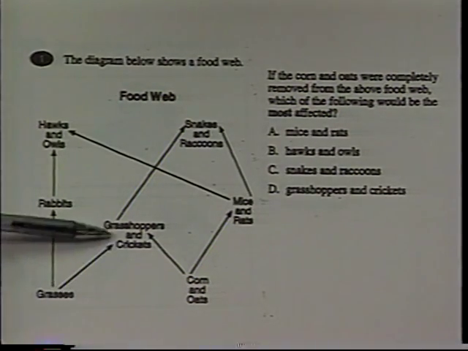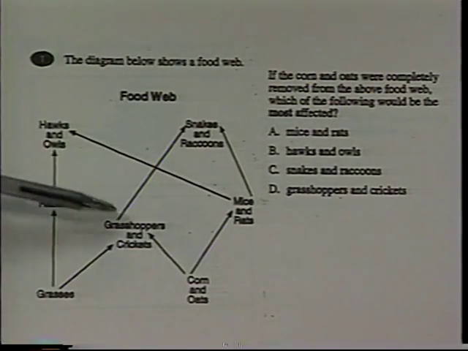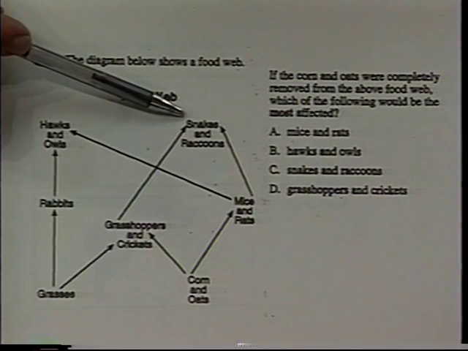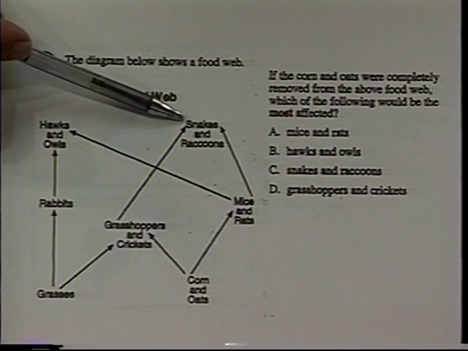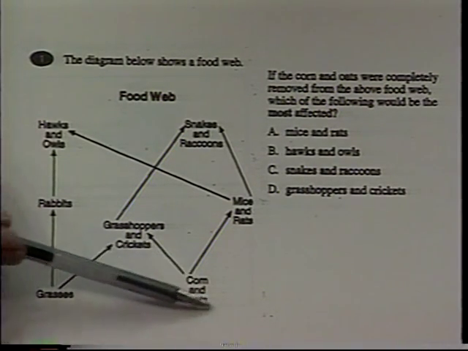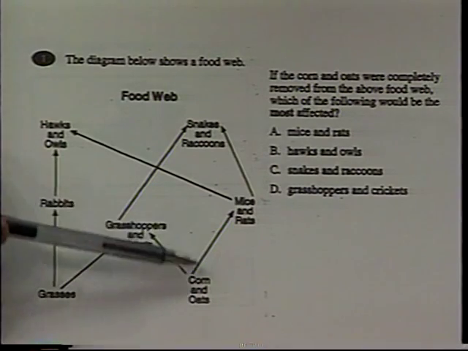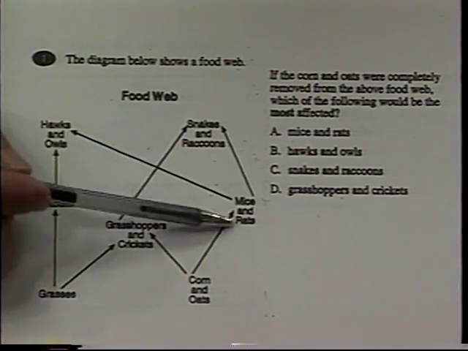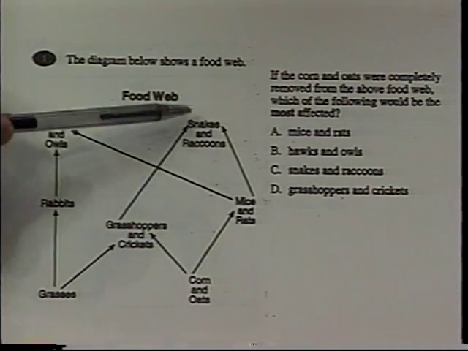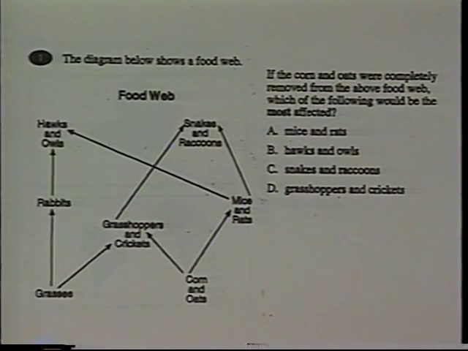What else eats grass? Grasshoppers and crickets. What eats rabbits? The hawks and owls. What eats the grasshoppers and the crickets? The snakes and raccoons. Over here we have some corn and oats. What eats corn and oats? Grasshoppers and crickets, and mice and rats. And what eats the mice and rats? Snakes and raccoons. Nothing else eats hawks and owls. Hawks are the kings of it.